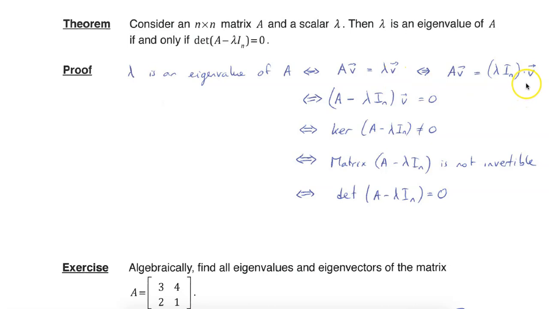Now if we group these two on the same side and factorize, we get A minus lambda identity times v equals 0, and we assume that v is an eigenvector that is not 0. So if this exists, it means that the kernel is not 0, because v is in the kernel. And therefore, if the kernel is not 0, the matrix here is not invertible, and that means that the determinant is 0. So all these steps can also be worked backwards. This is why I have double arrows every time.